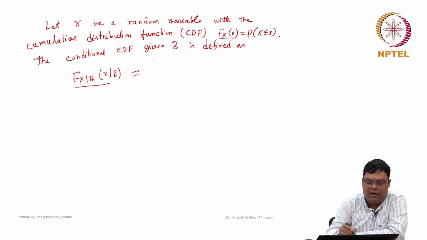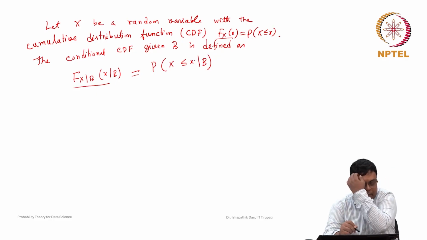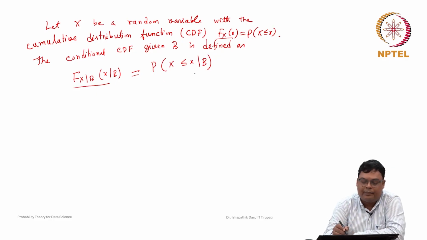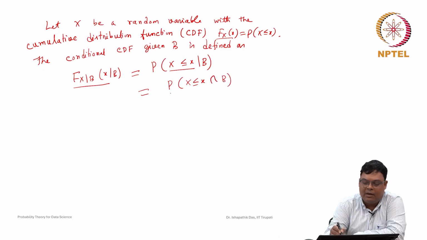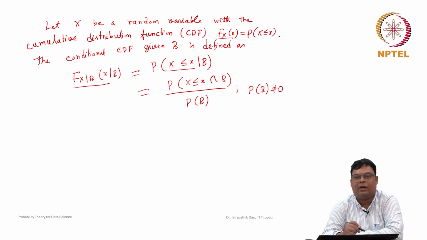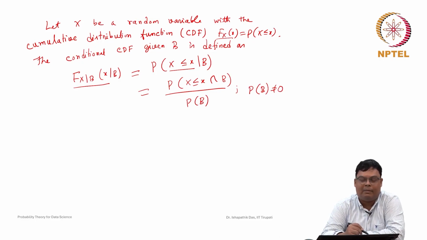So, this is nothing but the probability that X is less than or equal to x given an event B, where B is any event. This is defined as the probability of X less than or equal to x intersection B, divided by the probability of B, provided it is assumed that the probability of B is not equal to 0.